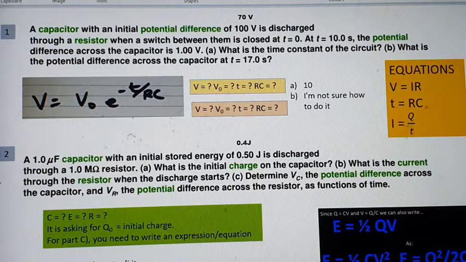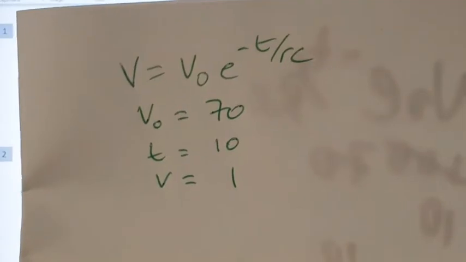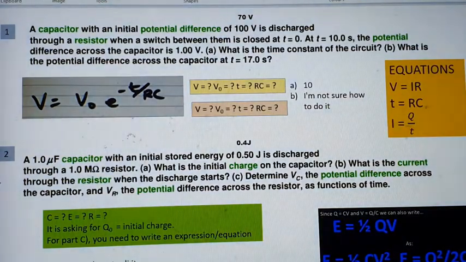And we know that t, what's t equal to? When t equals 10, the potential difference across the capacitor is 1. So t equals 10 and V is equal to 1. So those are the values, and we're going to substitute them in.